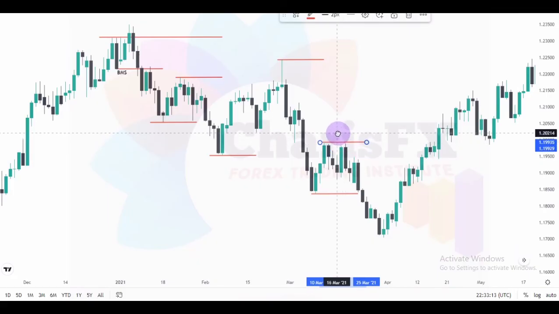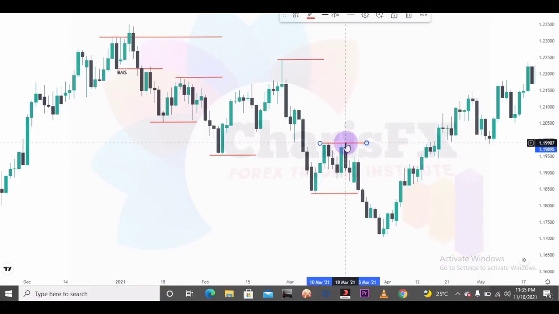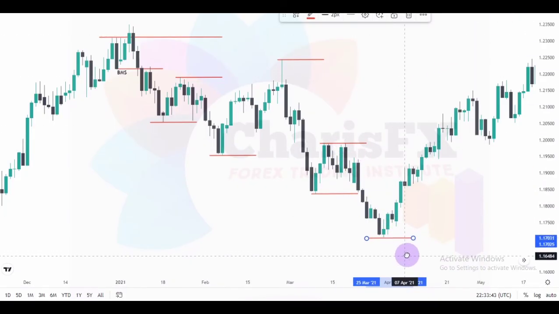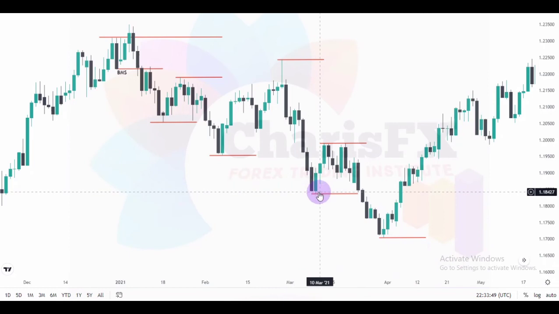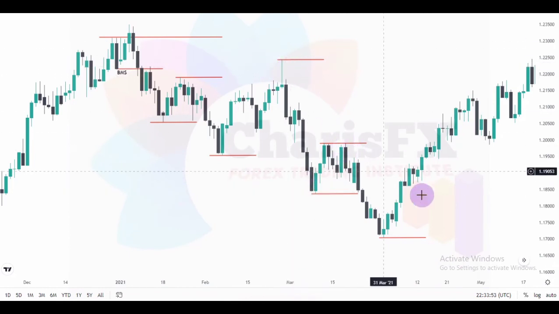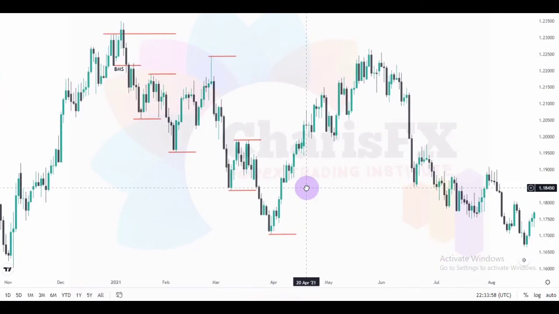This is our next high. Our next low. This is our next low. You see, guys, body of the candle is always closing below the last lows, but it's finding it difficult to go and take out the last high. That is how we know that we are in a bearish trend.